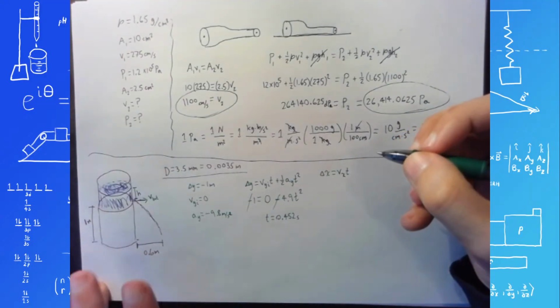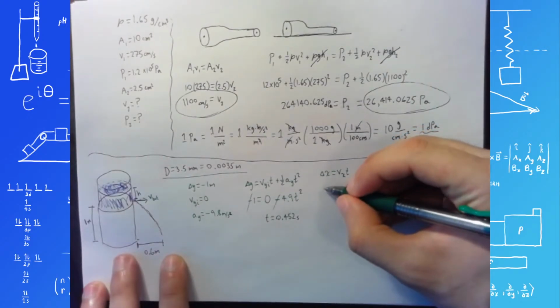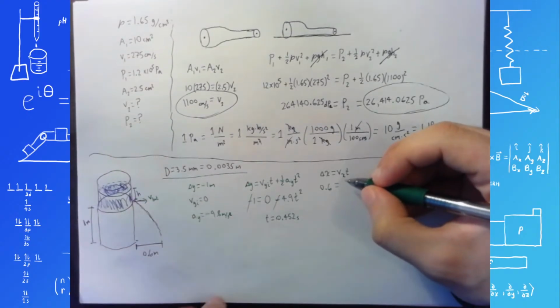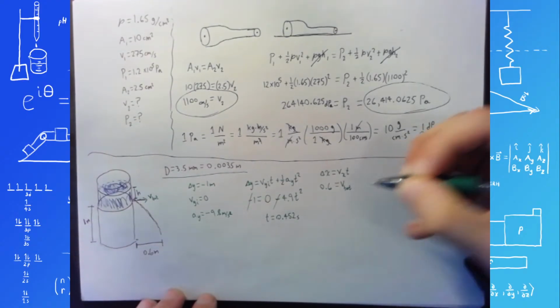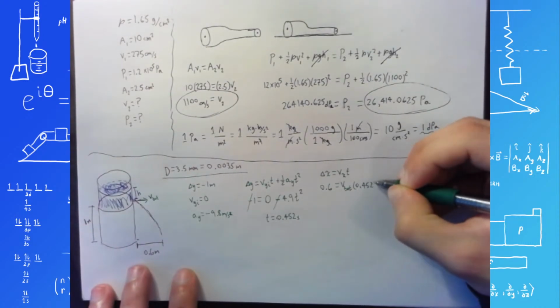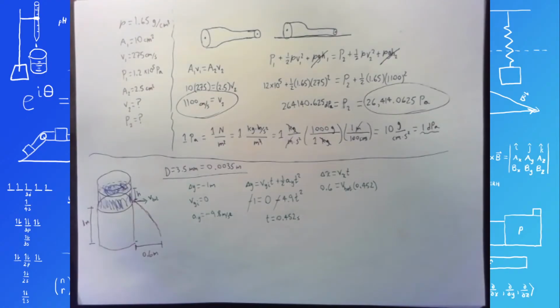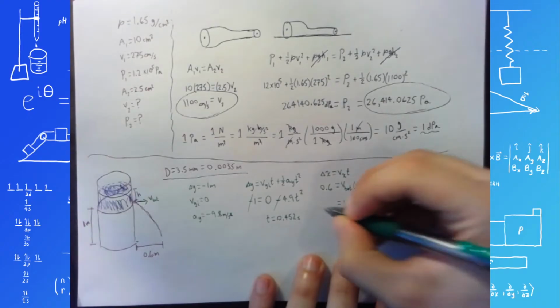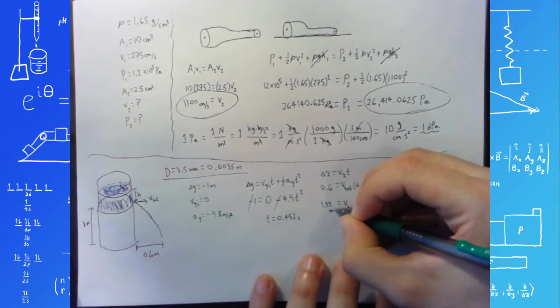And then from there, we know that delta x is equal to Vx times t. Vx is going to be constant. So that's going to be 0.6 meters is our delta x, equals Vx, which is whatever this V bottom is, times t we found, 0.452. Divide both sides by 0.452. So 0.6 divided by 0.452 gives me 1.327. I'll just round that to 1.33. So V bottom is 1.33 meters per second.